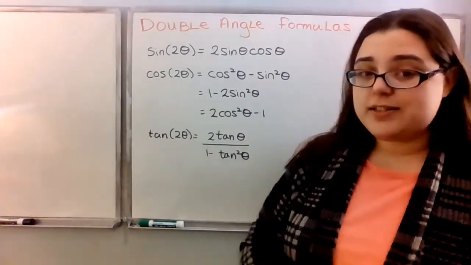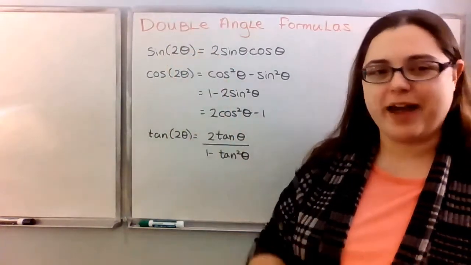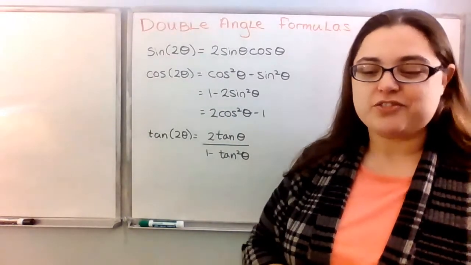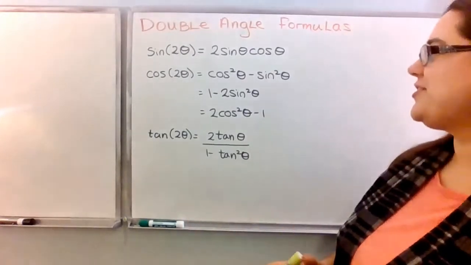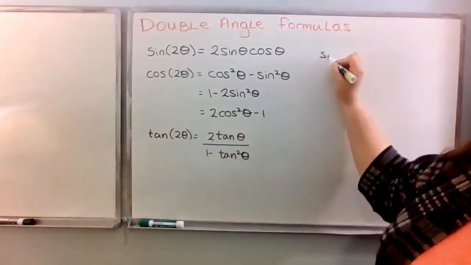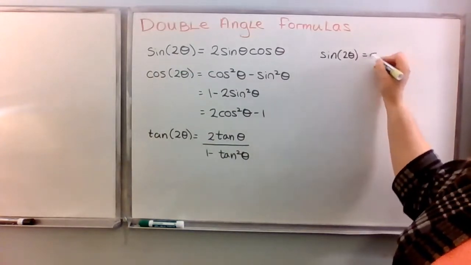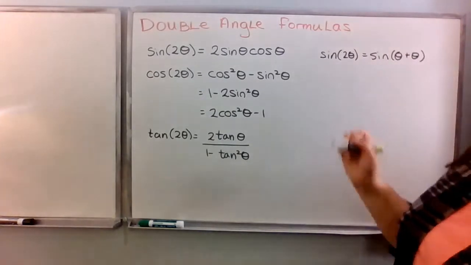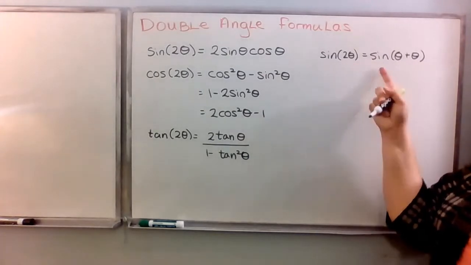So I'll be honest, I have trouble memorizing stuff. And these just don't fit any nice patterns for me. So it's hard for me to memorize them. So what I do, this is maybe bad as a teacher, but when I see sine of 2 theta, if I can't remember the formula offhand, I'm going to think of that as sine of theta plus theta, right? Because theta plus theta is 2 theta.